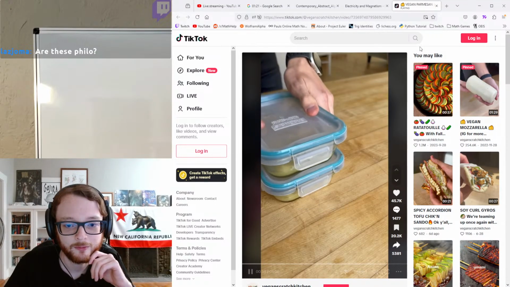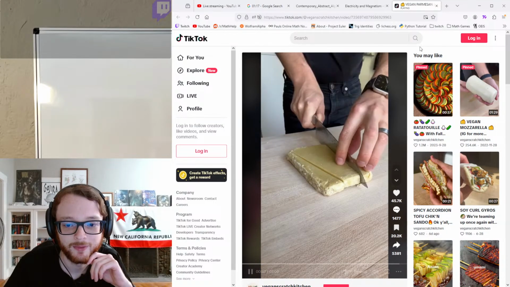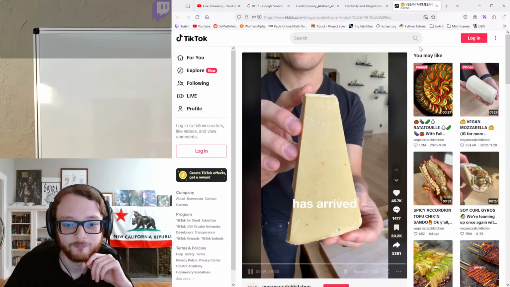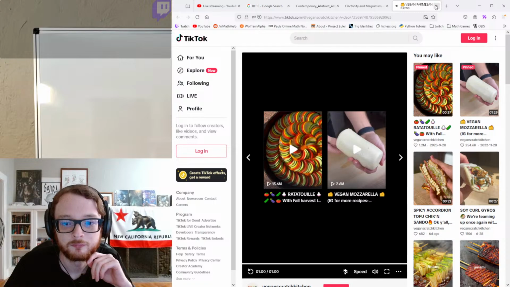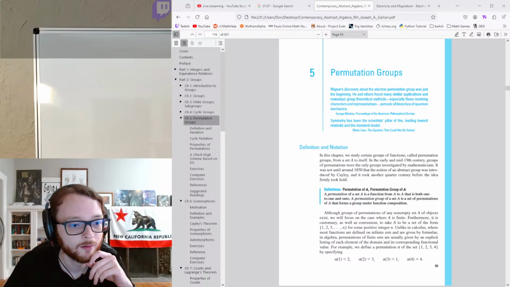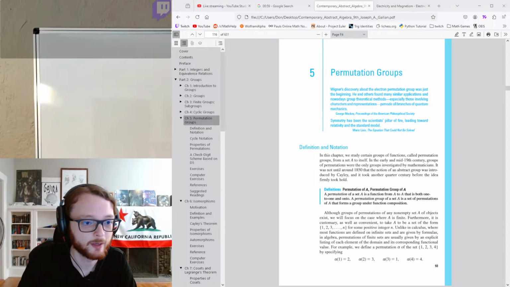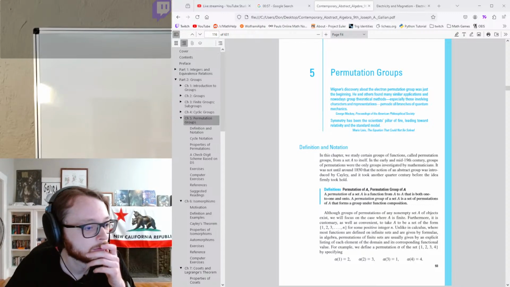Are these phyllo? Like phyllo pastry? No, that's just cheese apparently. Wow. It's pretty cool. So that means it doesn't even have actual animal milk in it either, if it's vegan.